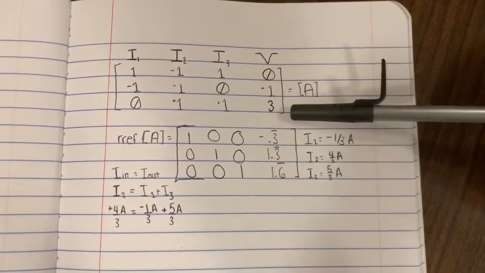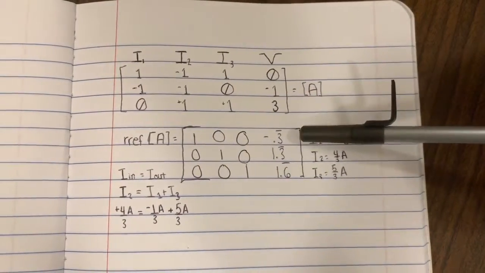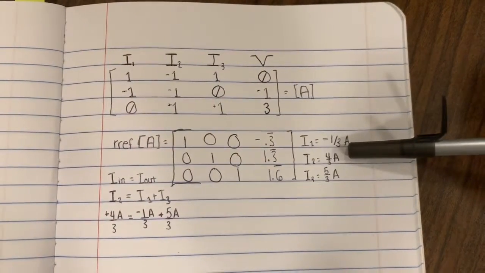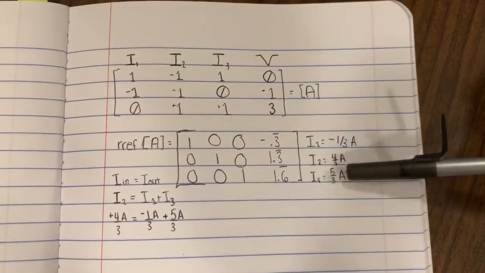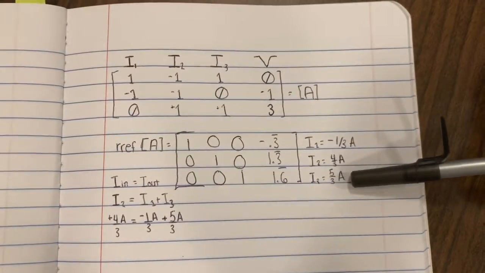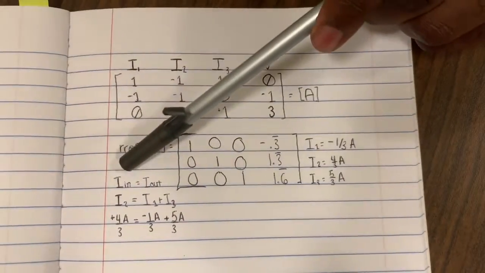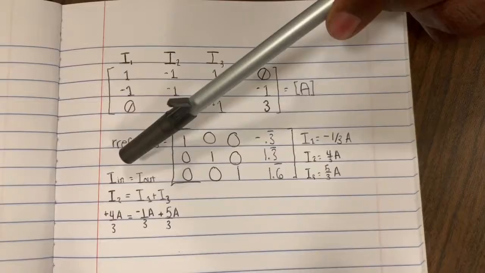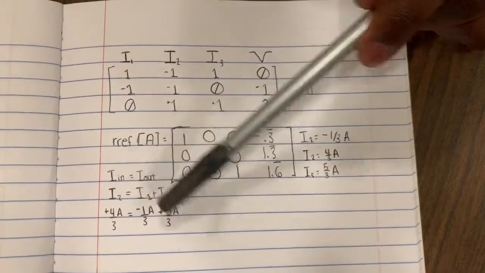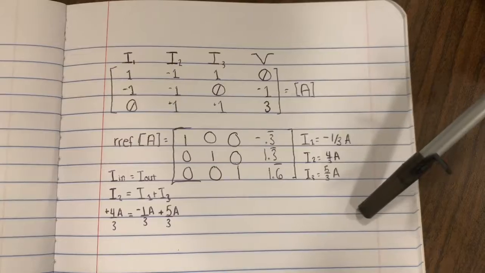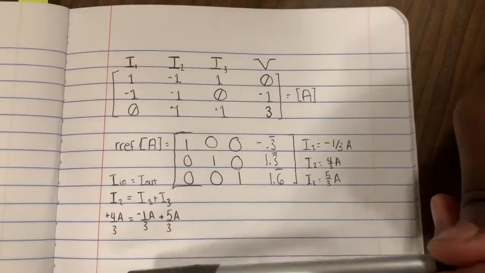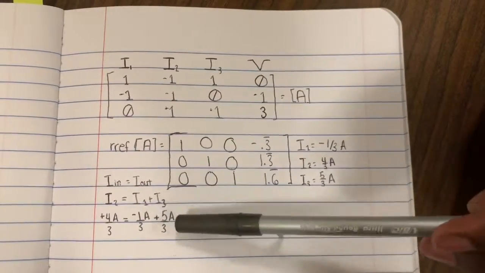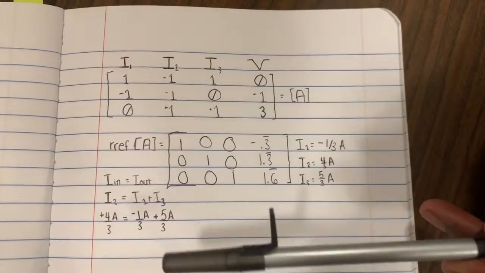Now, you can translate these per each of the currents in order. So I1 is negative 1/3 amps, I2 is 4/3 amps, and I3 is 5/3 amps. Now, if you remember Kirchhoff's earlier rule, the current in has to be equal to the current out, and from that we were able to determine that in this specific case, I2 was equal to I1 plus I3. Now we can take these values and see that we're correct because 4/3 amps is equal to negative 1/3 amps plus 5/3 amps. That's how we know we're correct.